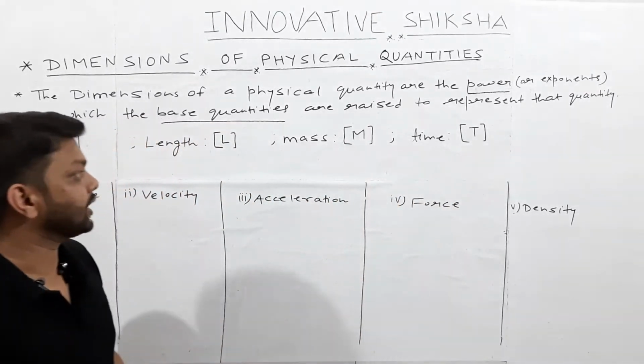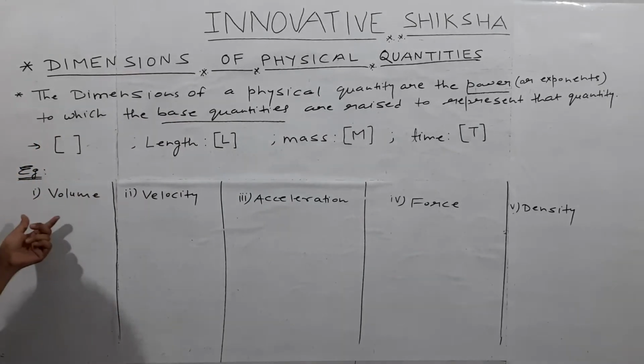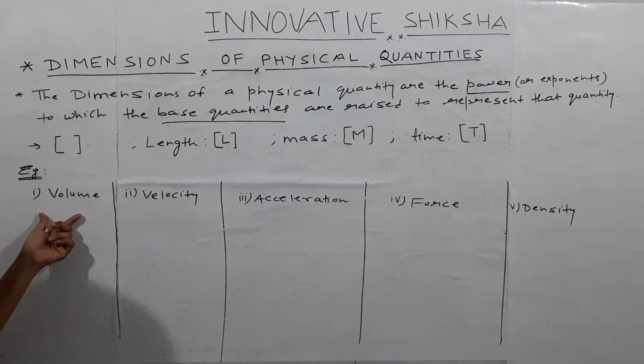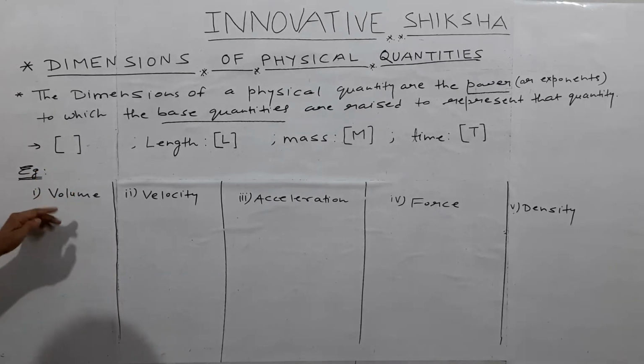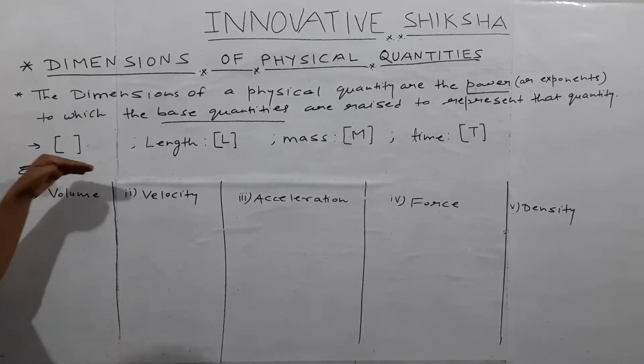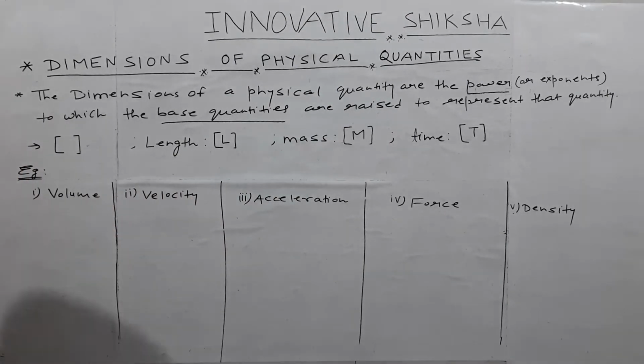So let us try to find some important dimensions of a physical quantity. Suppose we have to find the dimension of a volume. So how we can find the dimension of a volume? We have to convert this volume into its base units, and then by writing this type of equation we can find the dimension of a volume. So let us find how we can write the dimension of a volume.